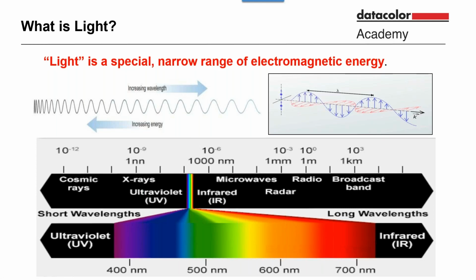When you tune your radio, watch TV, send a text message, or pop popcorn in a microwave oven, you are using electromagnetic radiation. The human eye can only detect a small portion of this spectrum, which we call visible light.